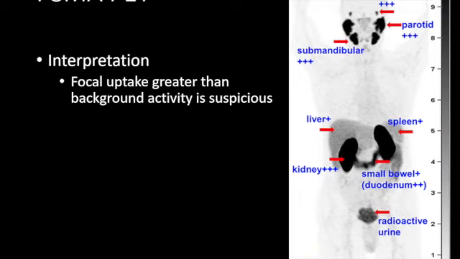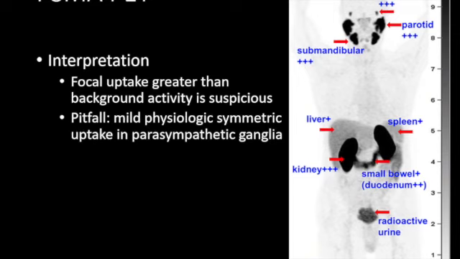We interpret these scans by looking for sites of focal activity that is greater than background activity. One pitfall is that these tracers can show mild uptake in parasympathetic ganglia. This can be in the lower neck region or surrounding the adrenal glands.